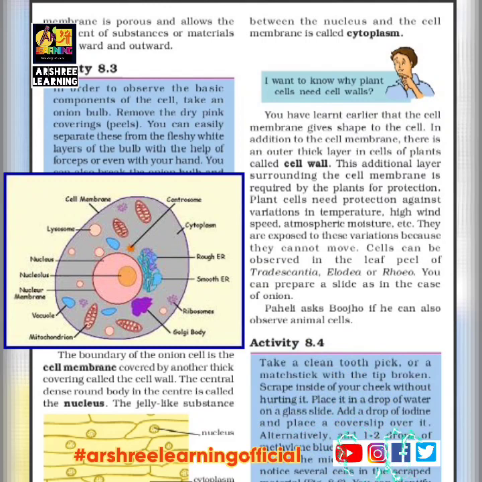You have learnt earlier that the cell membrane gives shape to the cell. We read this earlier. In addition to the cell membrane, there is another outer thick layer which is present in the cells of plants, which is called the cell wall. This additional layer which surrounds the cell membrane is required by the plants for getting support. So only the plants have an additional layer outside the cell membrane. This cell wall gives support to the plant cell. It is there for protection also.